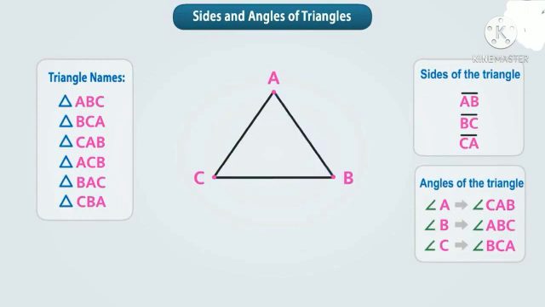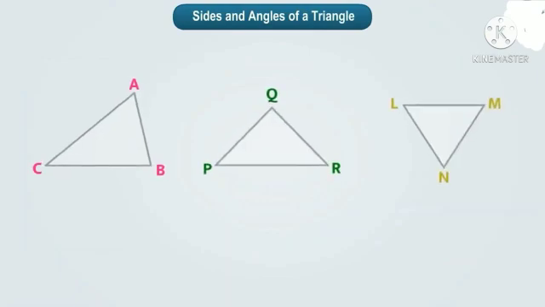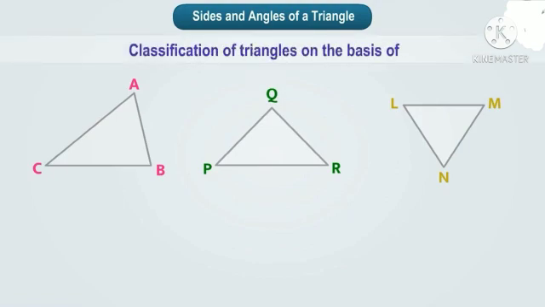The part inside the triangle is called the interior of the triangle. This is its boundary. The part outside the boundary is called the exterior of the triangle. We can make different types of triangles. We can classify them on the basis of sides and on the basis of angles. Let's classify triangles based on the sides.